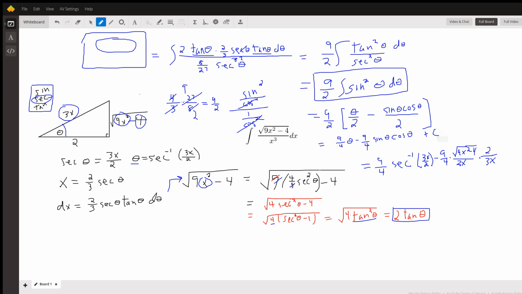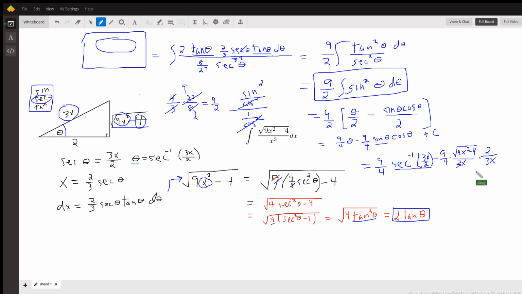And now we want to go back to x, and here's where the little diagram helps. Of course, theta is inverse secant of 3x over 2, so there's theta, minus 9/4. Now here's where we refer back to the diagram. What is the sine of theta? Well, it's the square root of 9x squared minus 4 over 3x. That's a 3 times what's the cosine of theta? 2 over 3x, adjacent over hypotenuse.